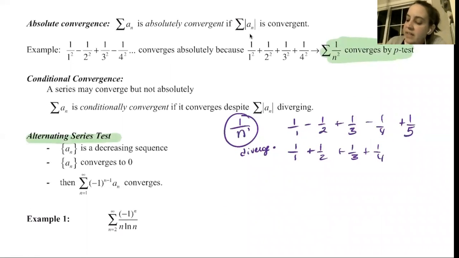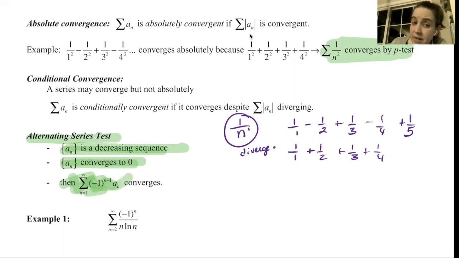If you have a sequence that is decreasing and those terms are getting to 0, then the summation from 1 to infinity of (-1) to the n minus 1, a sub n, converges. If you have decreasing terms and those terms converge to 0, when they alternate, it is converging.